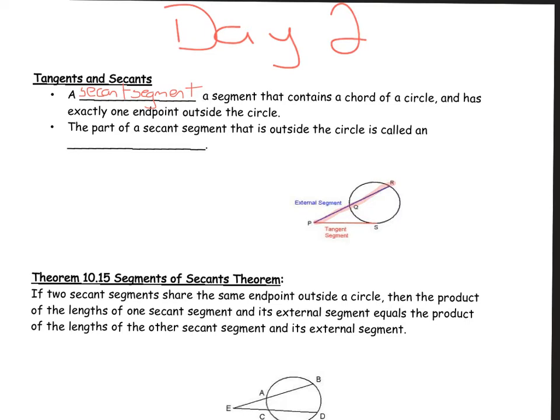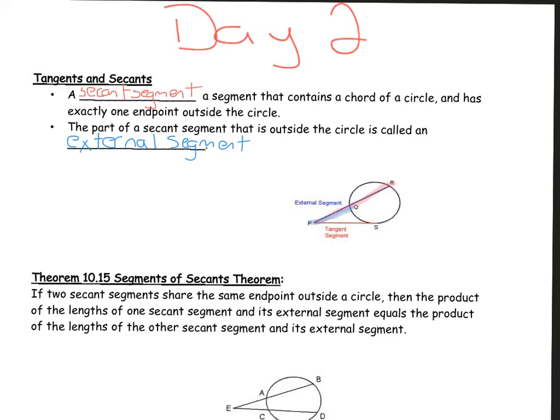The part of the secant segment that is strictly outside the circle is called the external segment. So external means outside, so it's the part of the secant segment that is outside of the circle. So I'll highlight that in blue here. That would be the part from P to Q only.